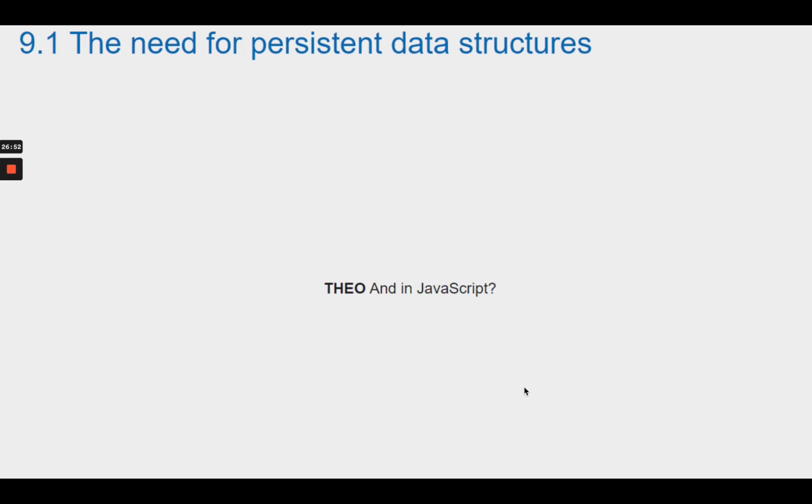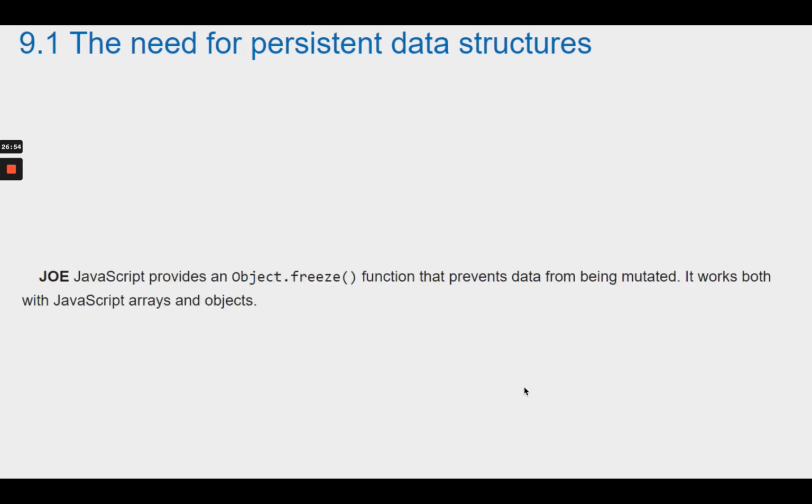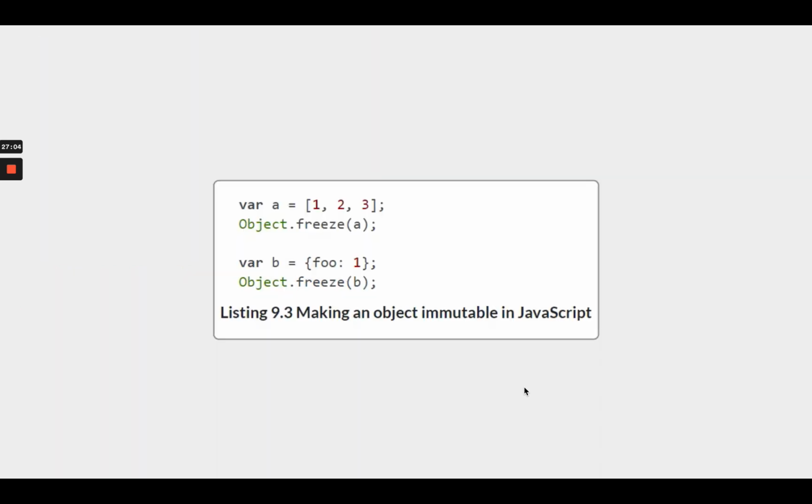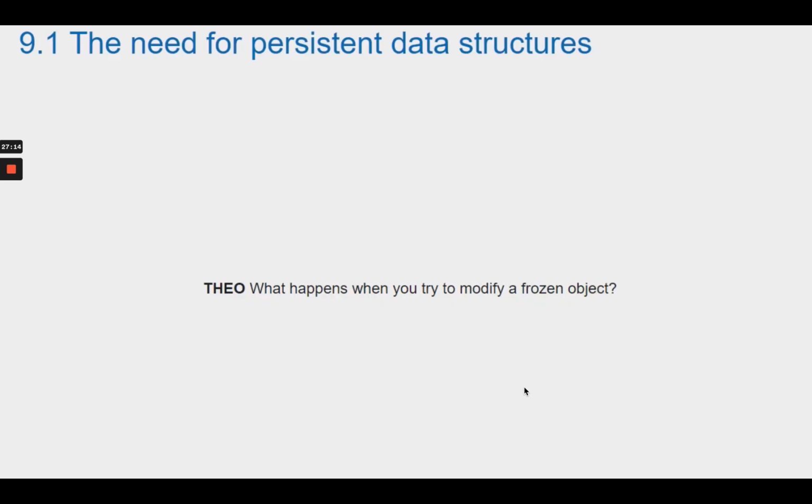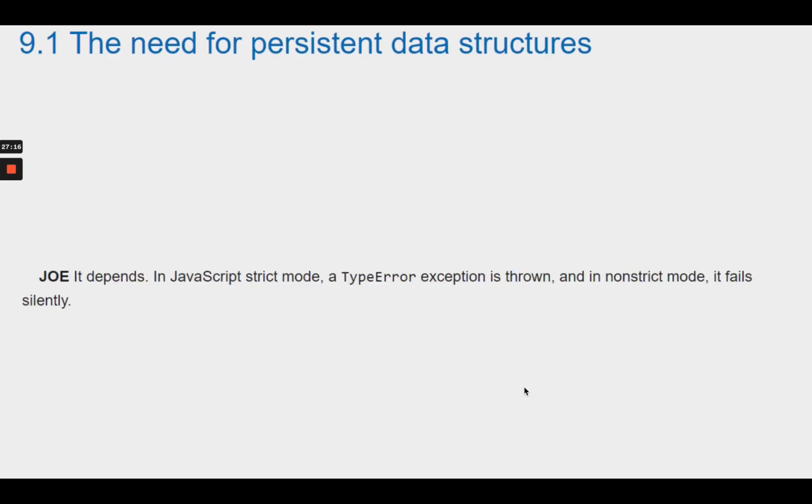Theo, and in JavaScript? Joe, JavaScript provides an Object.freeze function that prevents data from being mutated. It works both with JavaScript arrays and objects. Joe takes a minute to scroll through his laptop. When he finds what he's looking for, he shows Theo the code. Theo, what happens when you try to modify a frozen object? Joe, it depends. In JavaScript strict mode, a type error exception is thrown, and in non-strict mode, it fails silently.